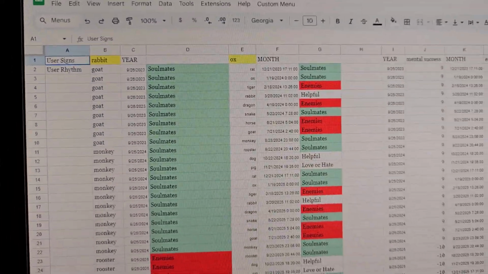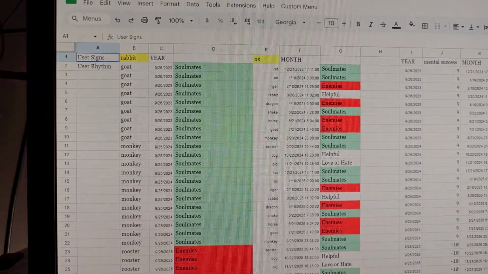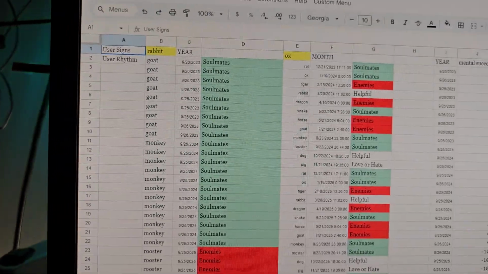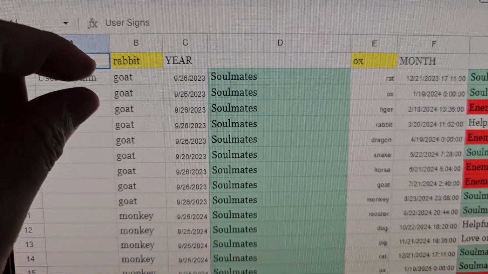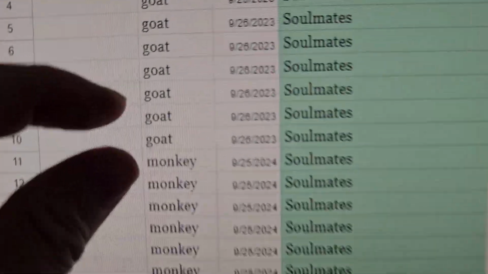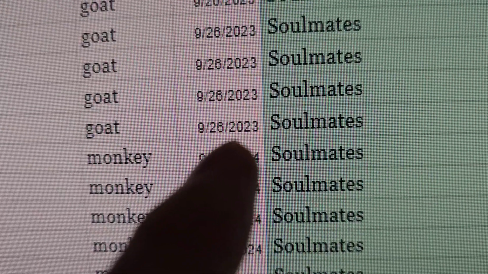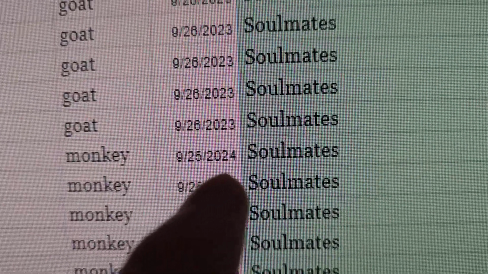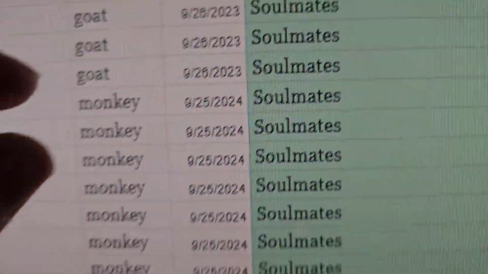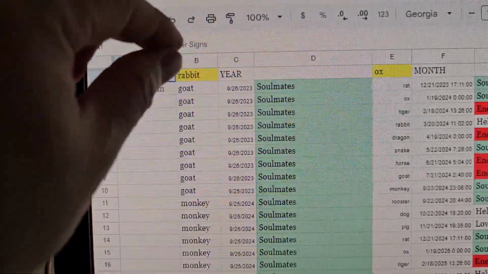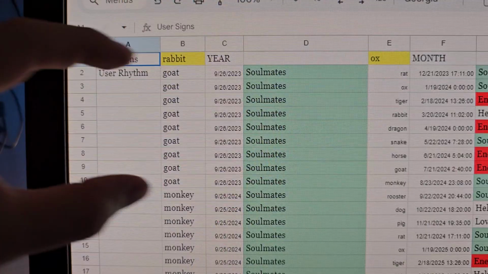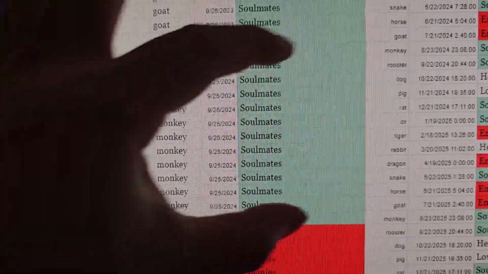Then what we do is write down this year. This year is goat year up until September 26, and then it changes. Next year, September 25, 2024 is monkey year, and then it's rooster year. So all year, if you're a rabbit, you're going to be compatible. You're going to be soulmates with a goat. All year with monkey, you're going to be soulmates.